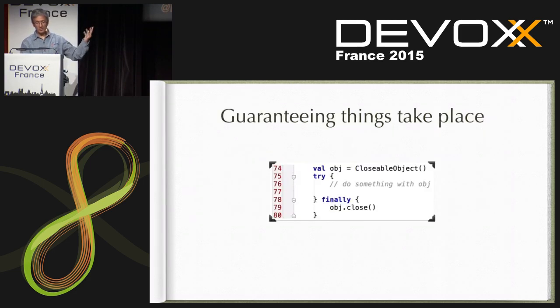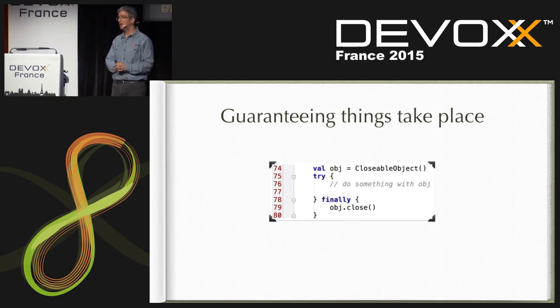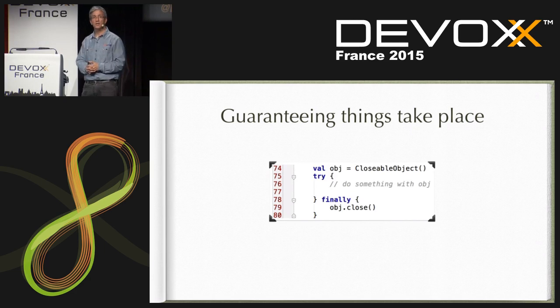So I have an object that is a closable object. I try something, do something with the object, and then finally, in a finally block, object close. What happens if I forget to close the object? Leaked resource. How is that addressed in Java? Somebody tell me, please. Try finally resource. Yeah. Okay.